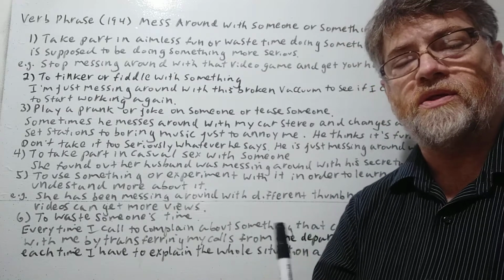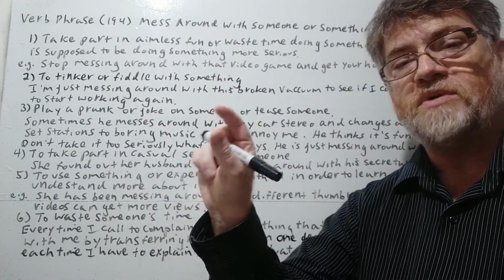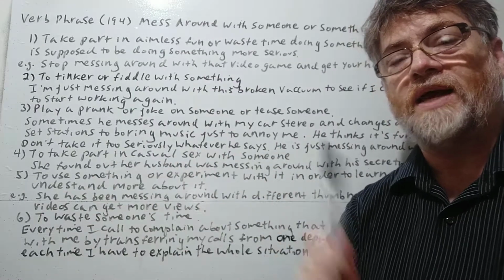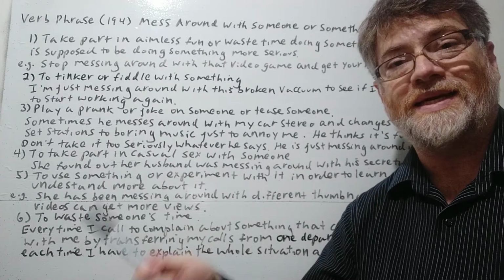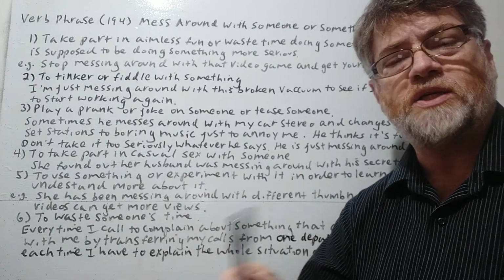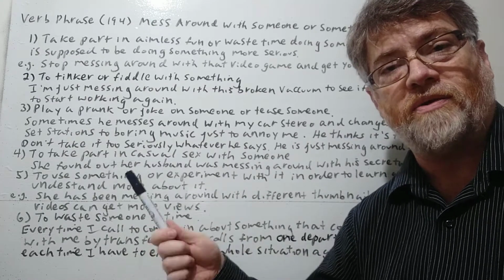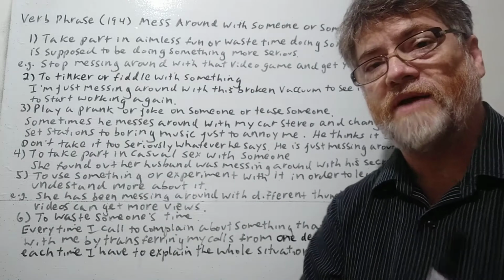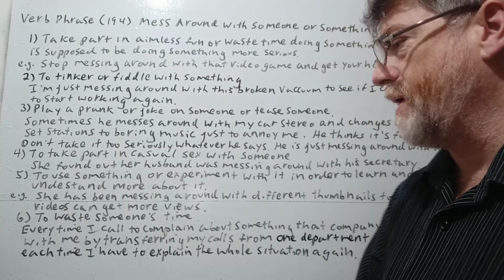Yeah, so the thumbnail is actually the picture. When somebody clicks on a video, maybe she's trying different types of pictures to see if more people will click on it and watch her video. So she's messing around with, in this sense, trying to see if, she's experimenting, she's testing to see if some work better than others. Okay, and the last one we have here, number 6. To waste someone's time. Okay.